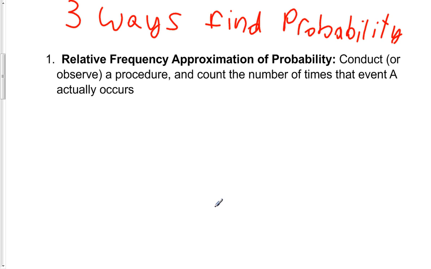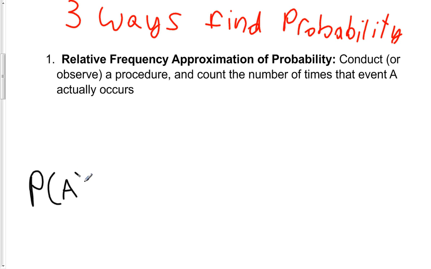Okay, there are three ways that we're going to look at for calculating probability, and right now I'm going to look at the first of those three ways, the relative frequency approximation of probability. Now, in the relative frequency approximation, what we do is we conduct or observe a procedure and then count the number of times that event A actually occurs. So we're looking for the probability of event A.